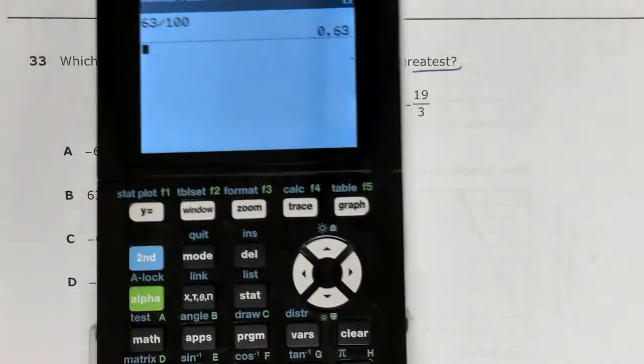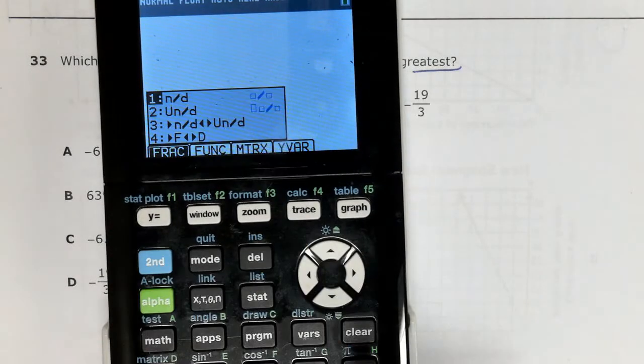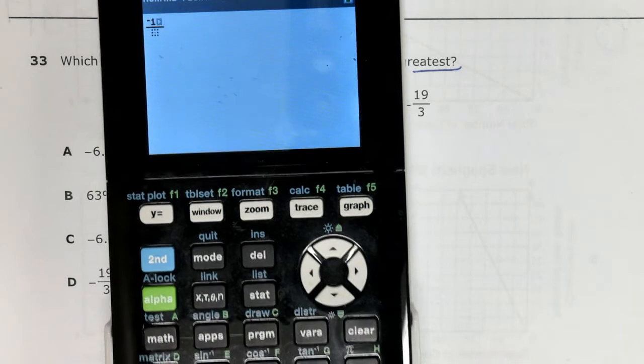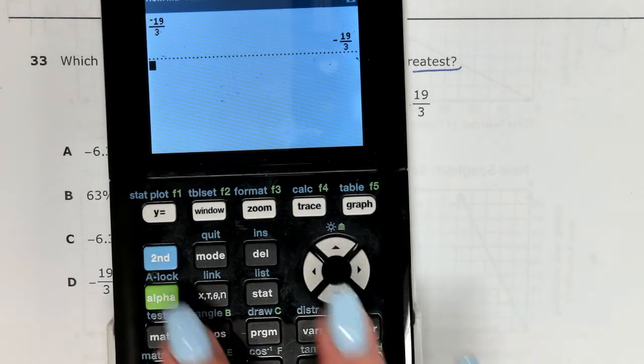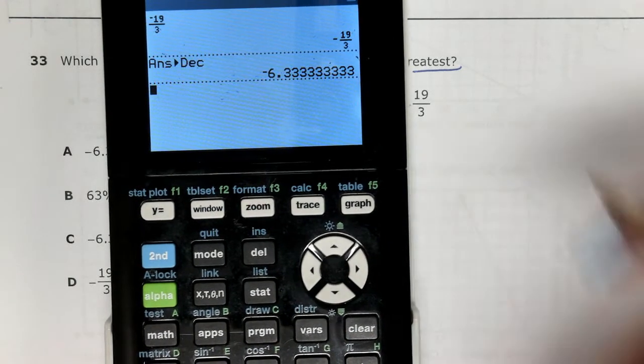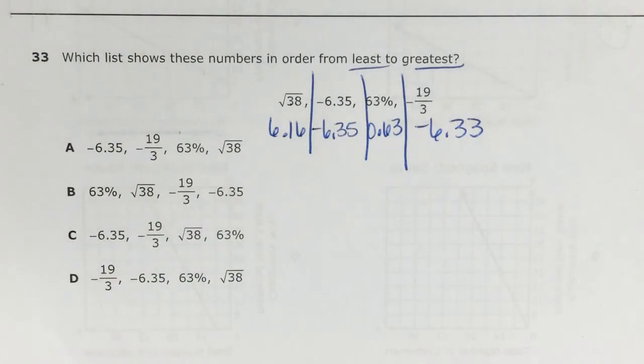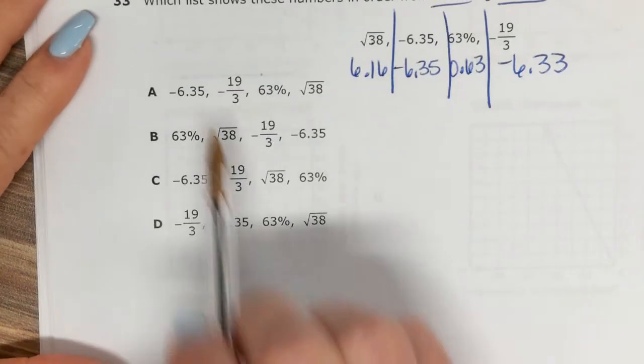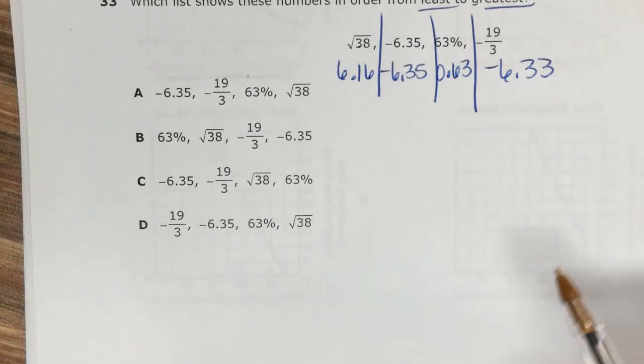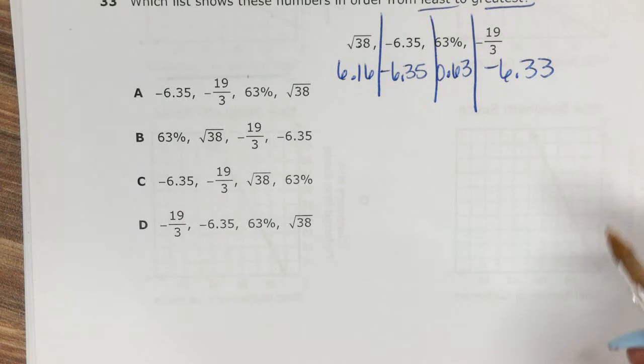And negative 19 thirds, I'm going to go to alpha y equals. Math, decimal, enter, which is negative 6.33. Since it wants it from least to greatest, what is always the least? The negative. So everybody look, is there any answer you can mark off because they didn't put the negative first? B.